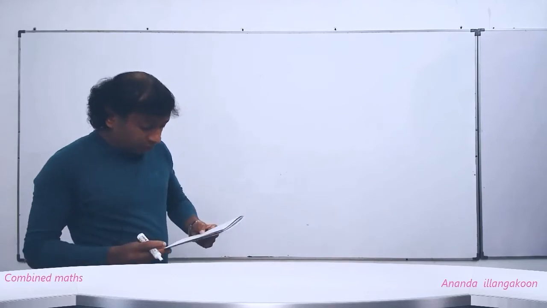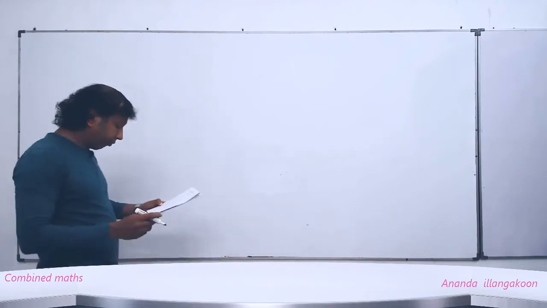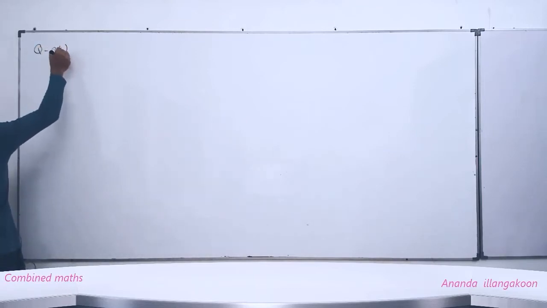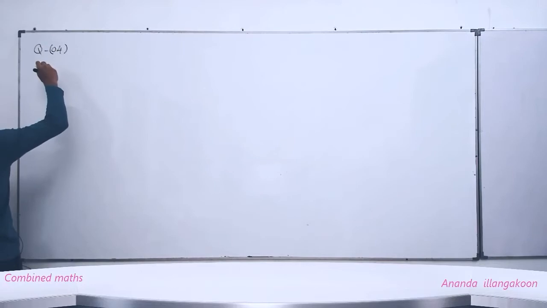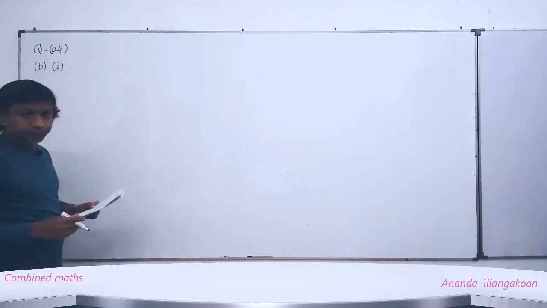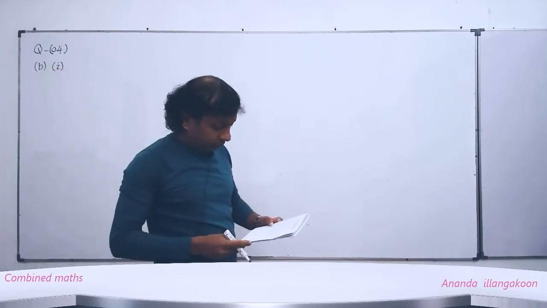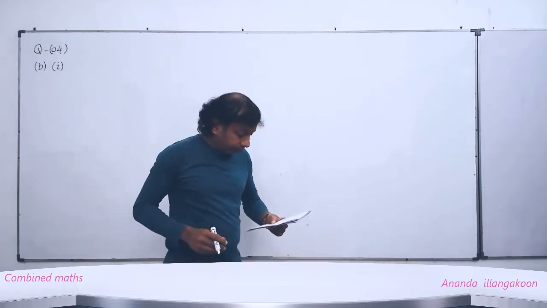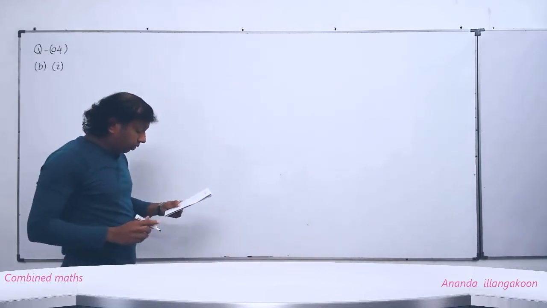Question number 4. Part B, first part. First thing given there, using the substitution u equals x squared.